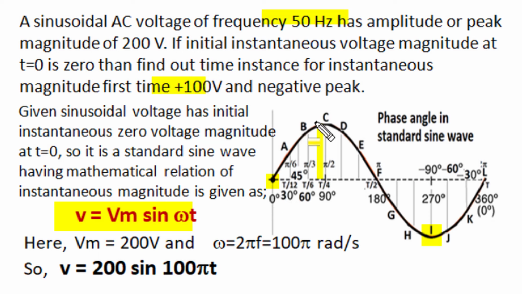So this is a standard sinusoidal wave which has zero magnitude at t equal to 0, and it increases in the positive direction. So its standard mathematical equation is V equal to Vm sin omega t, where Vm is the amplitude or peak magnitude of the sinusoidal variation, and it is given as 200 volt. Angular frequency omega is 2 pi f, where f is the frequency of the sinusoidal signal, 50 Hz. So omega is 100 pi radian per second. So this standard sinusoidal wave has the mathematical expression 200 sin 100 pi t, and in this expression we can find the time for any particular instantaneous magnitude.